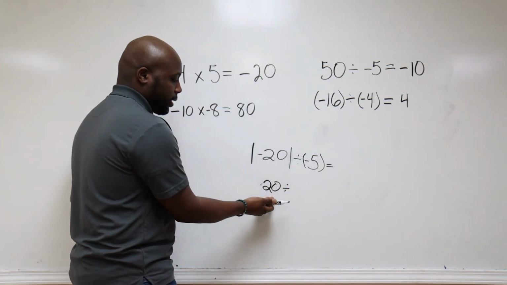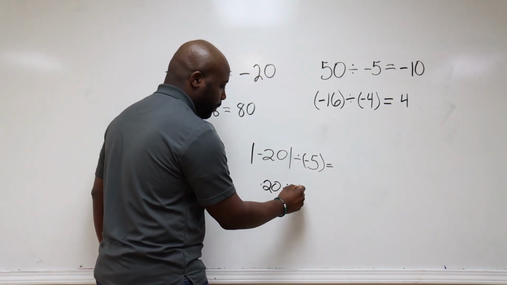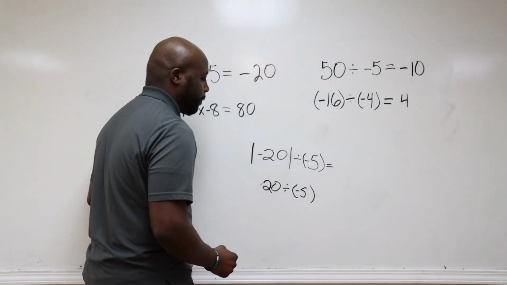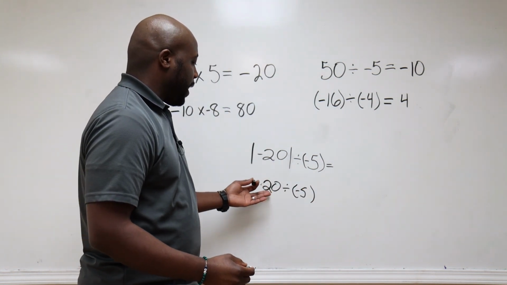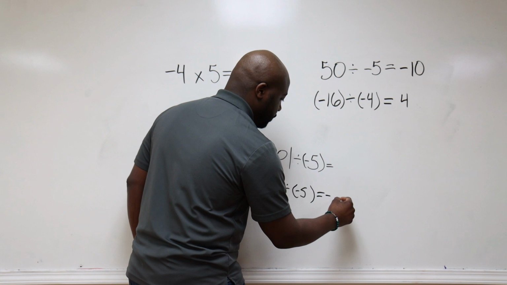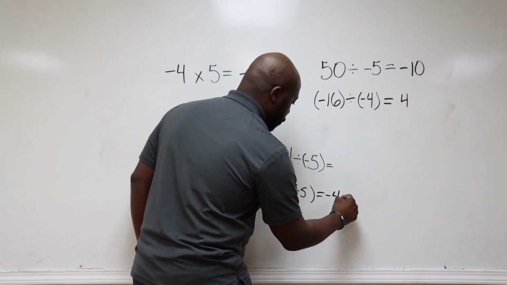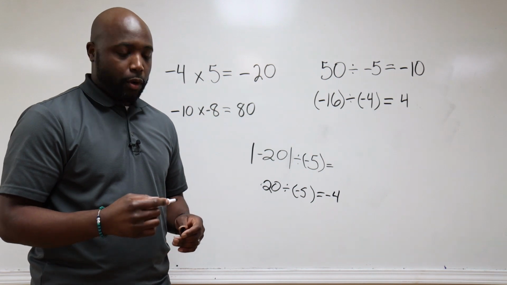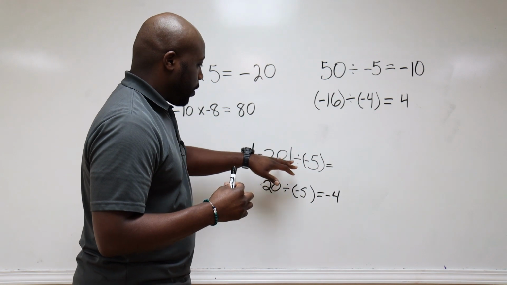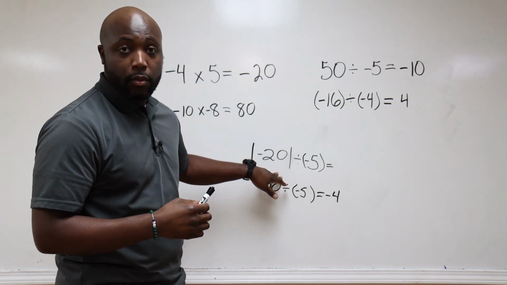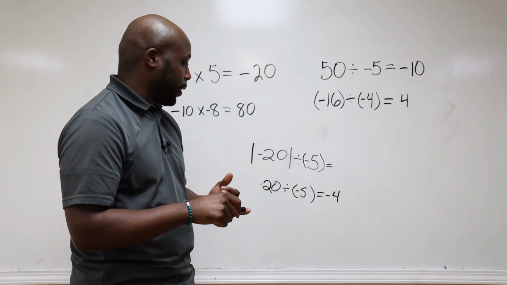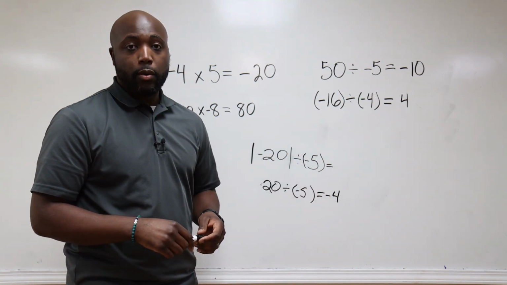Therefore, I rewrite it as a positive 20 divided by negative 5. So how many times can negative 5 go into a positive 20? Well, it divides into it a negative 4 times. So make sure you are careful to look at your signs, but when it comes to absolute values, take the absolute value of whether it's a positive or negative number, then complete your equation.